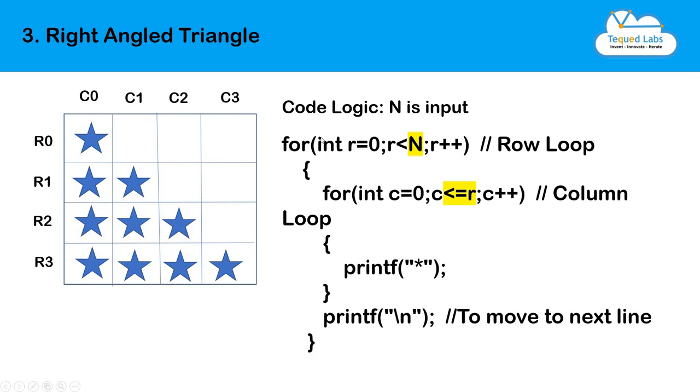So there's a link between the first loop and the second loop. And you're going to print a star. So whenever you finish printing an entire row, you're going to print a new line, moving on to a different row and follow the same process. When R is 1, C will go from 0 to 1. When R is 2, C will go from 0, 1 up to 2. And when R is 3, C goes from 0, 1, 2, 3. So this is the entire logic to print a right angle triangle.